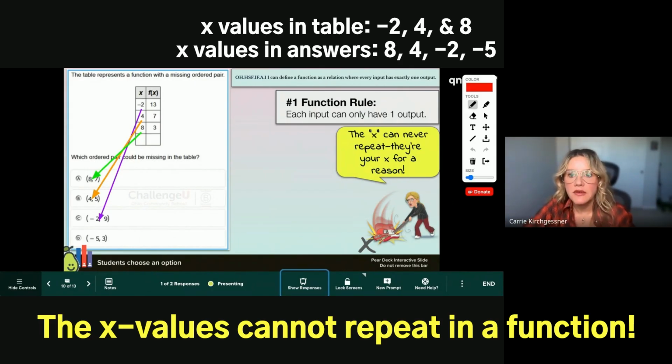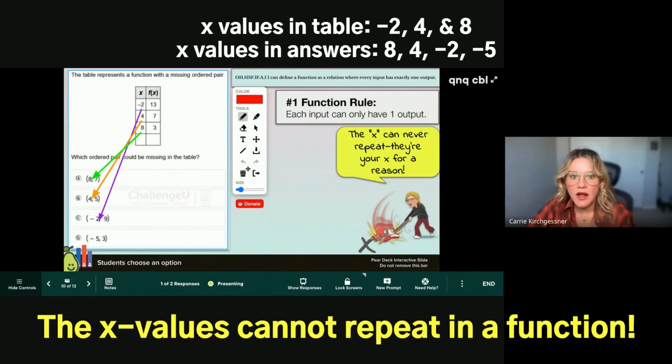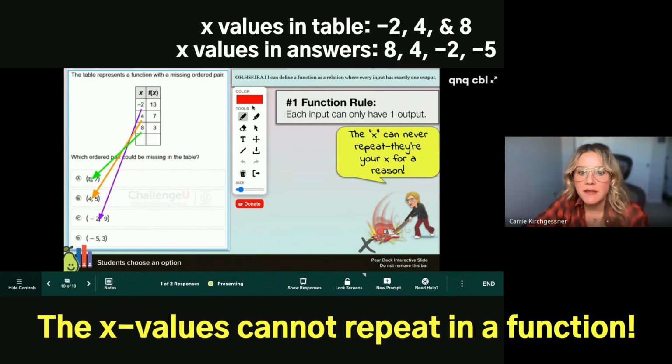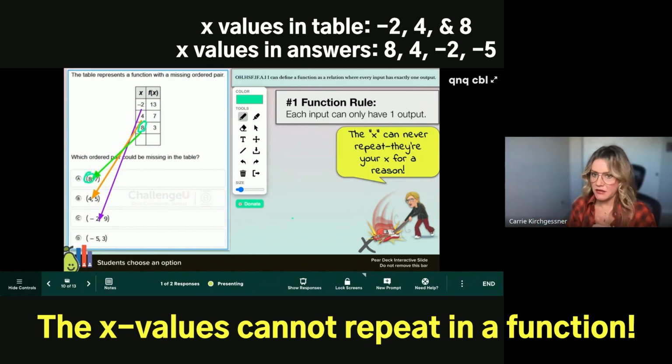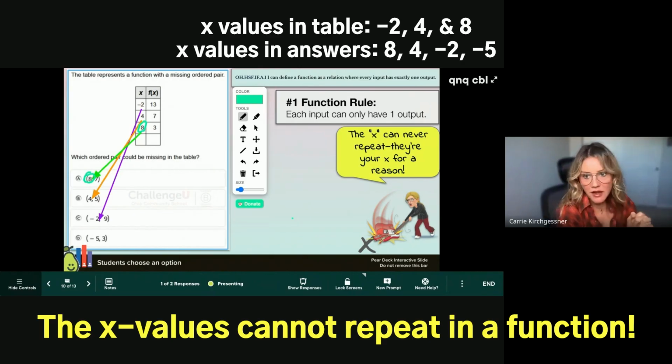So we do not want that X to repeat, and that's why A is not an option, because we already have, let me color code for you guys, we already have an 8 up here in the table. So we can't have the X repeat. The X cannot repeat. A. Why can't it be B? Why is B not a point? It has the number 4. Exactly. It has the number 4 where? More importantly.